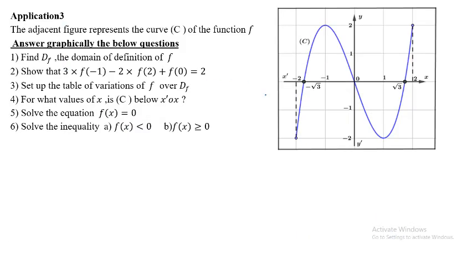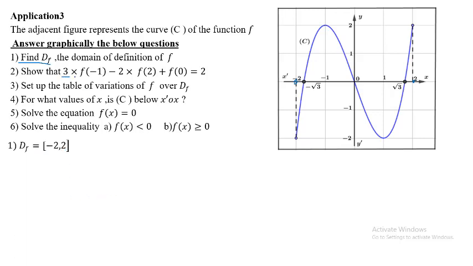Application number 3. C is the graph of the function f. It is drawn as shown in the orthonormal system. First of all, find Df. Afterward, answer graphically the below questions. Since C is drawn over the interval [-2, 2], then the domain of definition equals the closed interval [-2, 2].